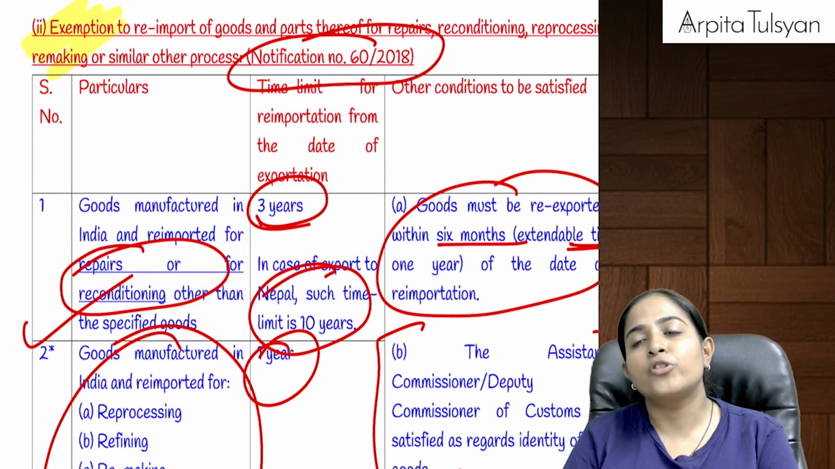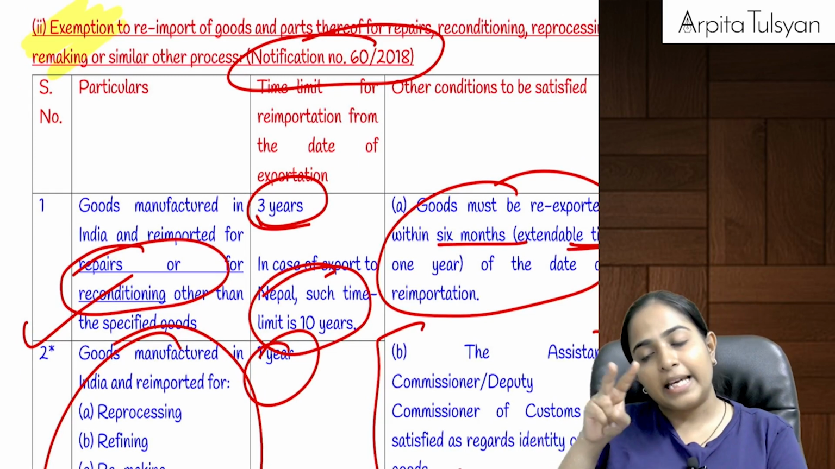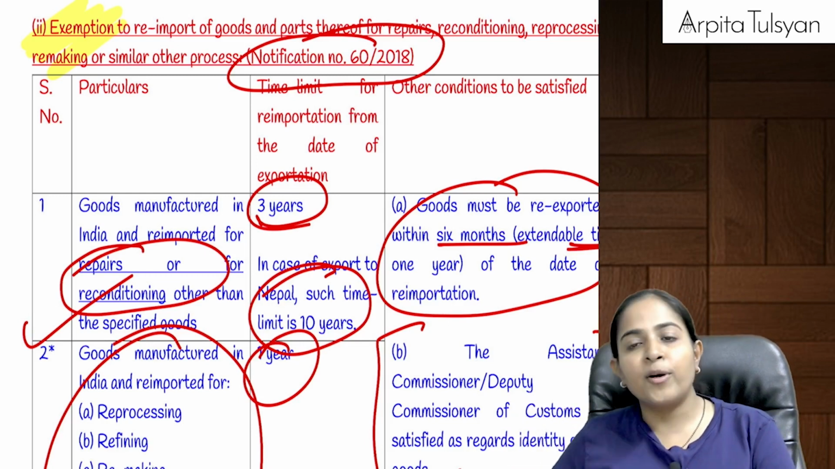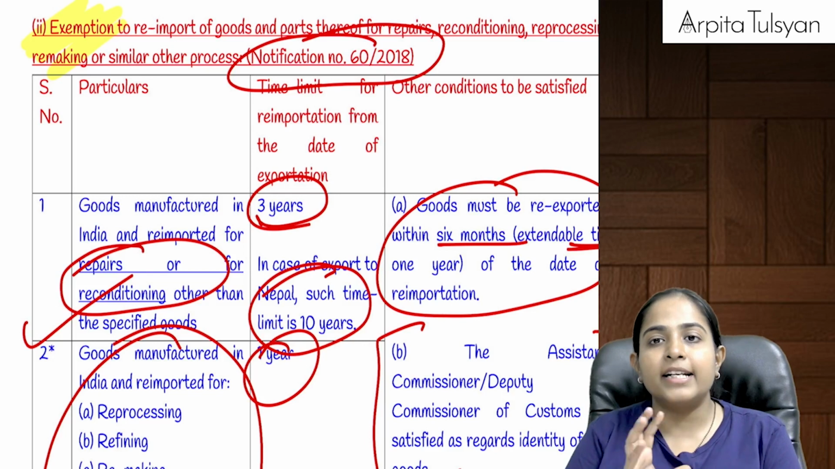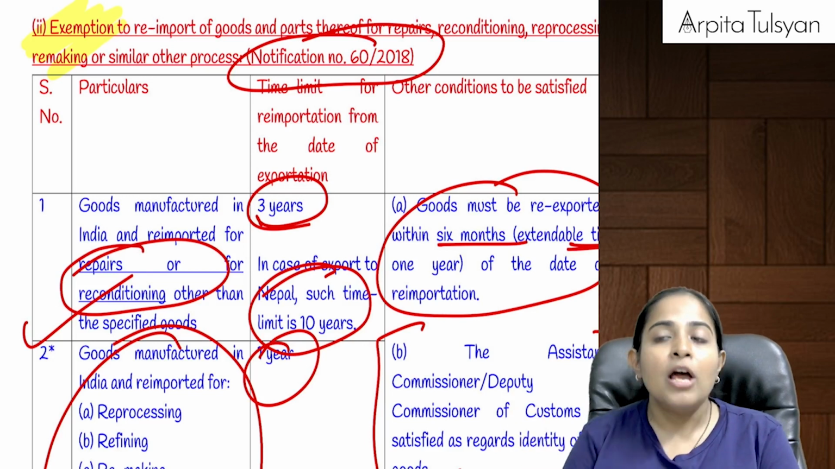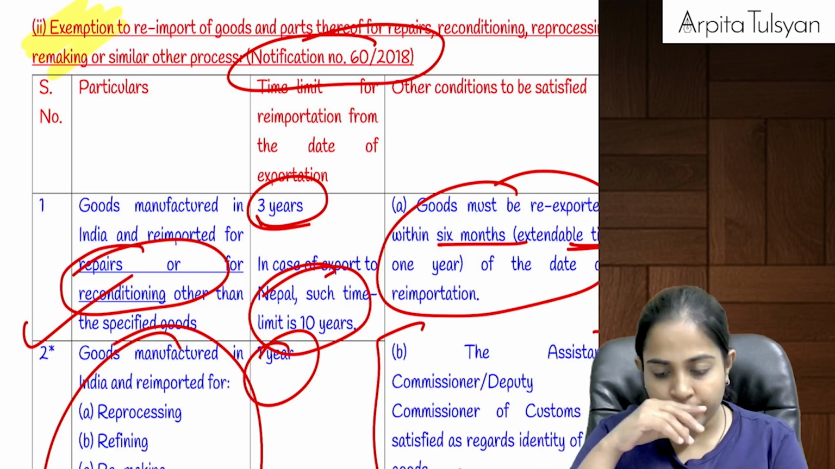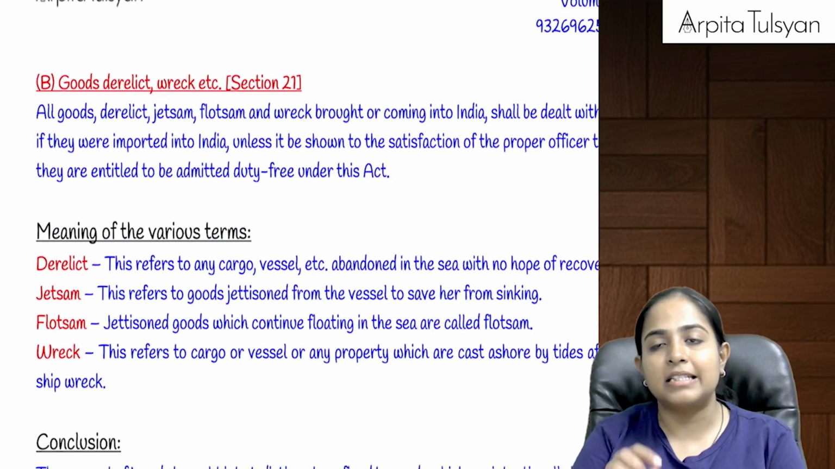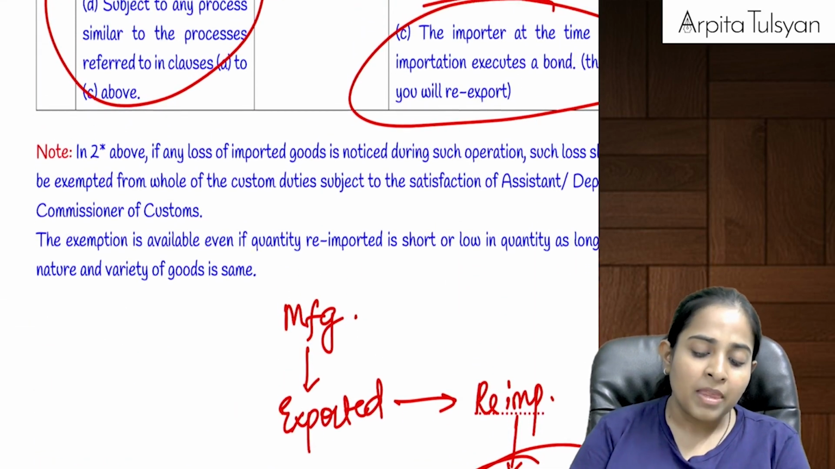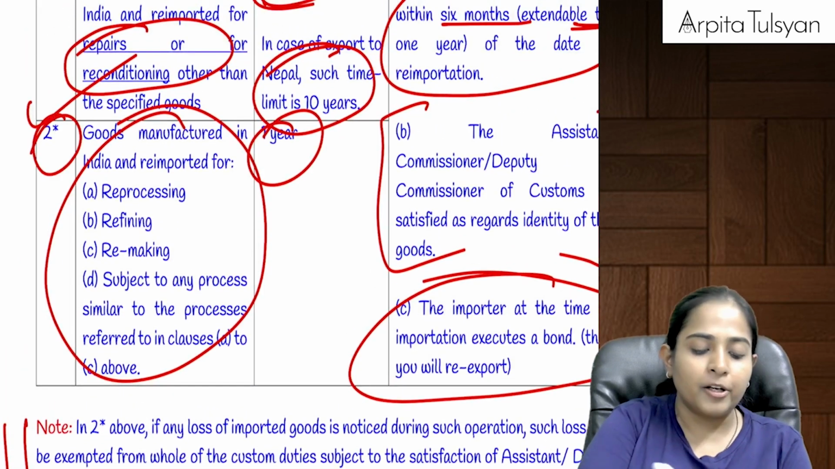Okay, here the most important condition is first you manufactured the goods, then you exported it, then you are re-importing it with the condition that you are going to re-export it. And why did you re-import? For the purpose of doing repairs, reconditioning, reprocessing, refining and all those things, then only in such cases you can take the benefit of notification number 60/2018.